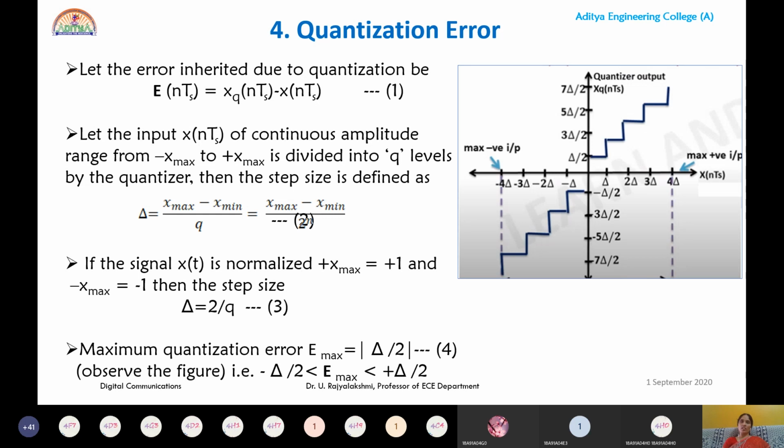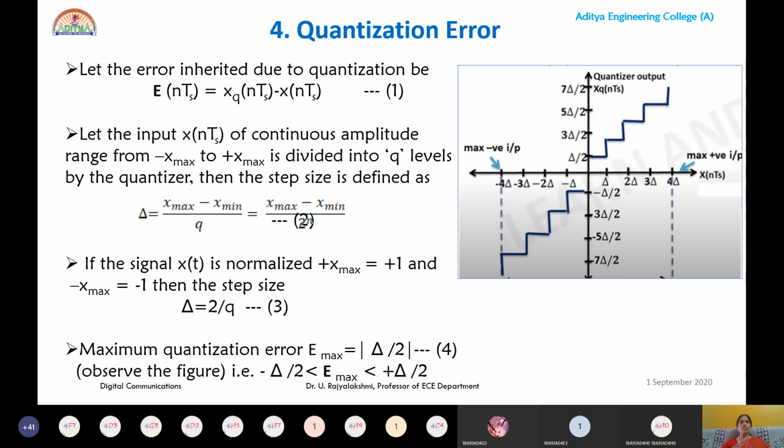If you observe the difference between 5 delta by 2 and 3 delta by 2, it is once again 2 delta divided by 2. So once again the step size is delta. What is the step size here? Here the step size is assumed as delta. Because this is a mid-rise quantizer, we don't have a zero representation level on the y-axis.